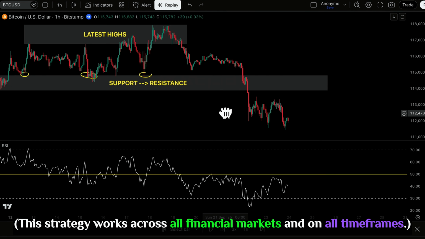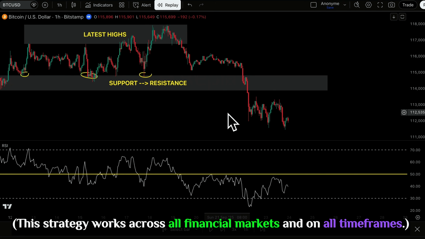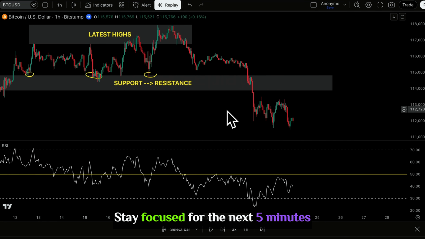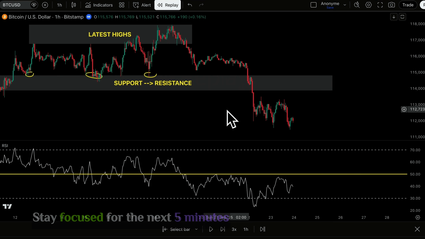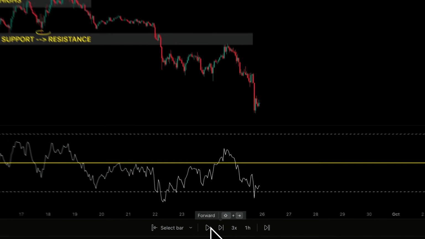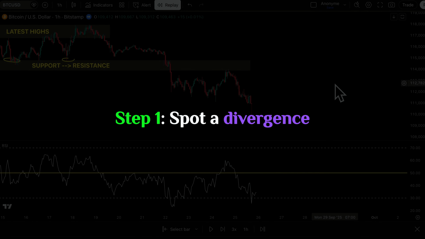Now imagine you've just opened the Bitcoin chart on a 1-hour time frame and you're looking for a trade with this strategy. Well, let the market play out, be patient, and wait for a good market structure and all the necessary signals that make up this strategy I'm sharing with you today. And first, we're going to look for a divergence in the RSI.